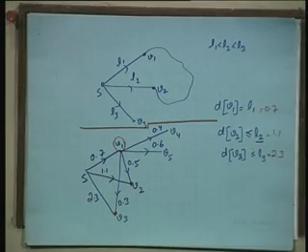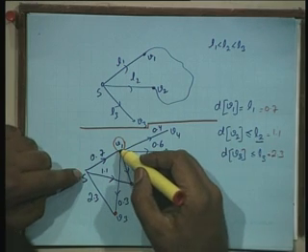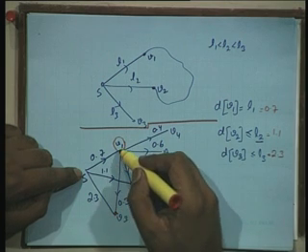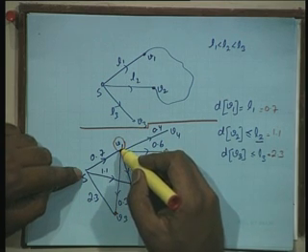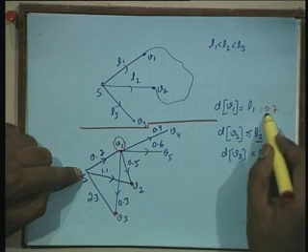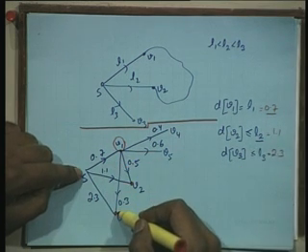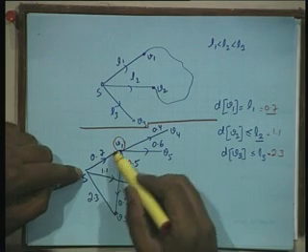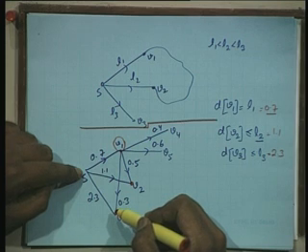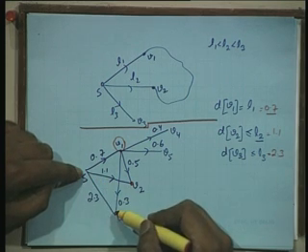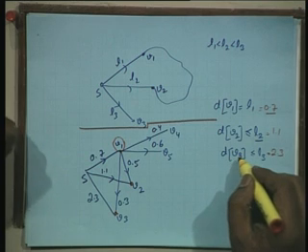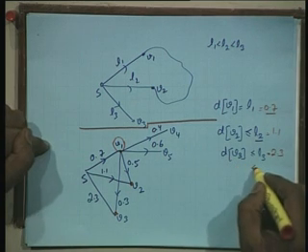Now, can I say something better? Because now I see this edge from V1 to V3. I know the shortest path from S to V1. What is it? 0.7. I see that the length of this edge is 0.3. So, 0.7 plus 0.3 means 1. So, I have found another path from S to V3 of length 1. So, I can say that the distance of V3 from S is less than or equal to 1.